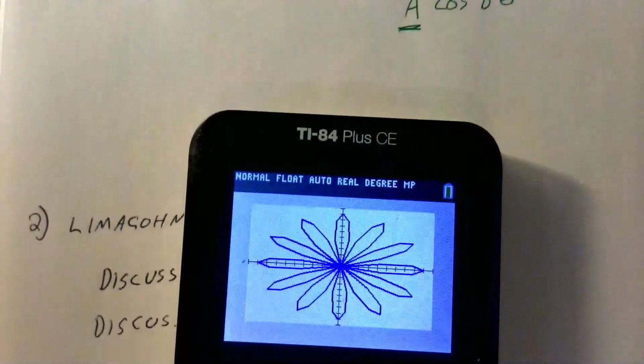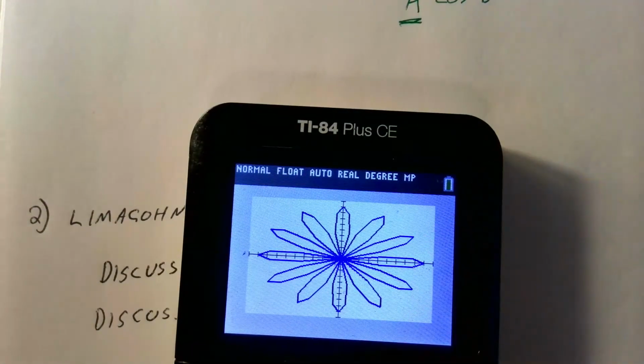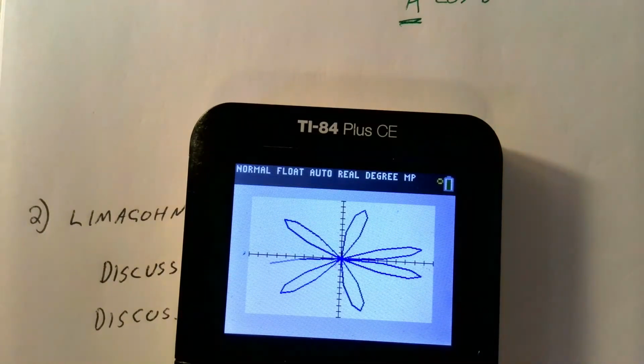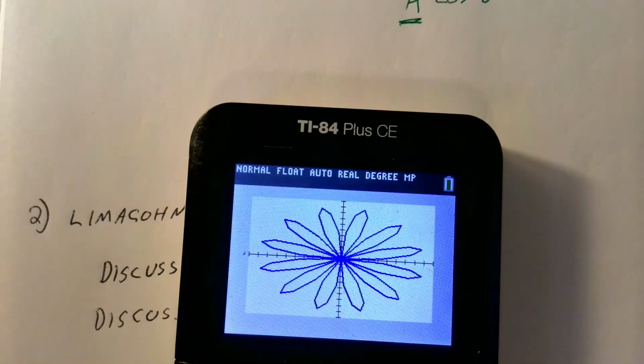And you're going to ask, well, does that only work for cosine or does it also work for sine? So I'm going to change this to sine. Go ahead and graph, and you'll see now that, hey, sine gave us the same thing. So cosine and sine don't differ in terms of the number of petals.